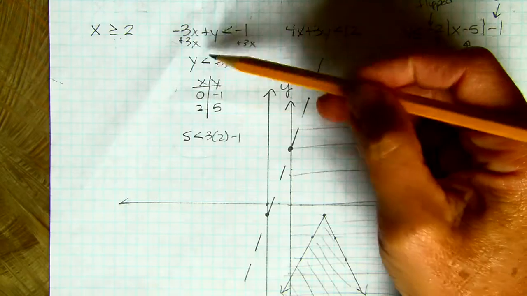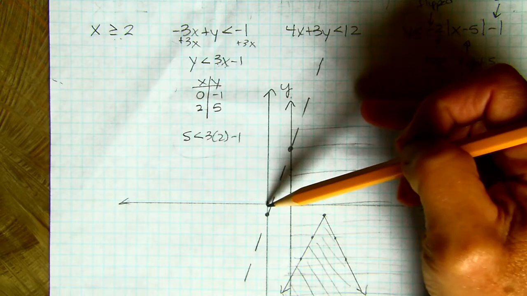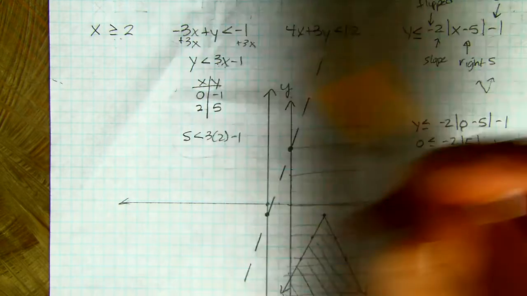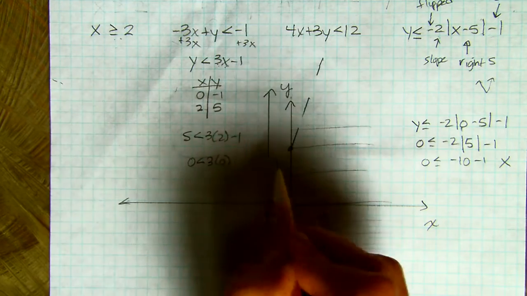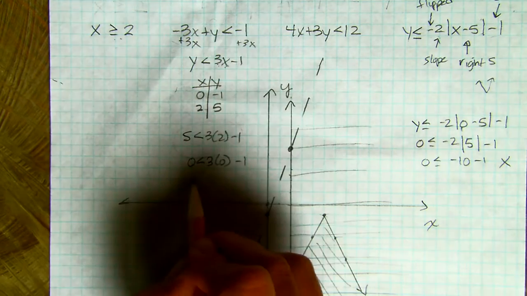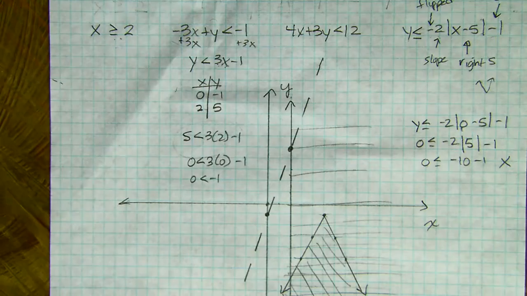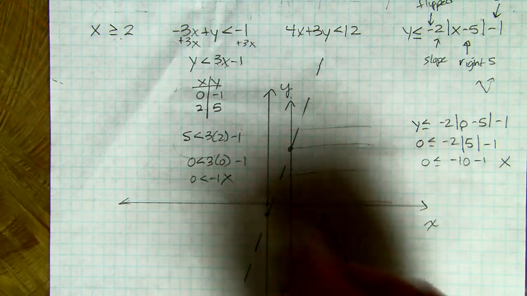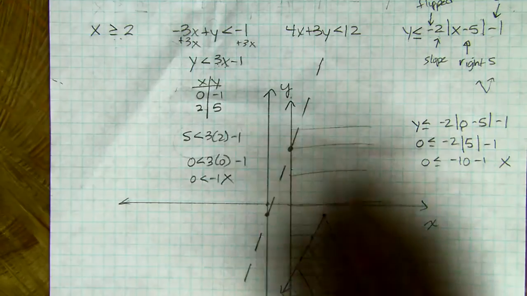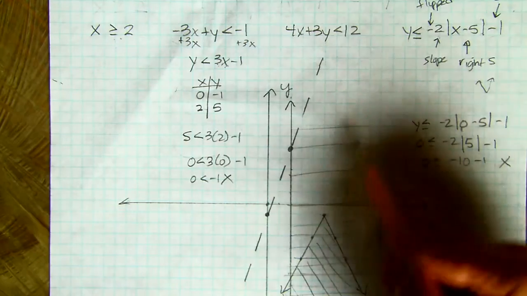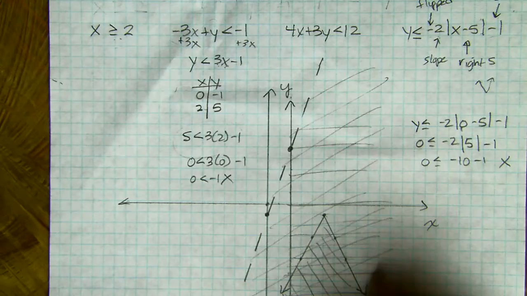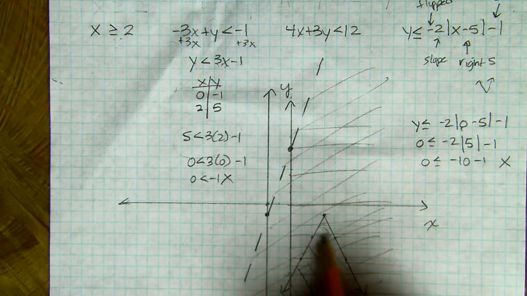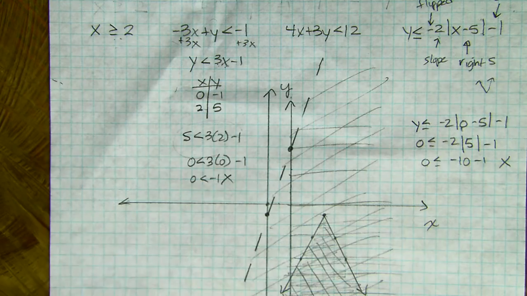So again, I have to think about, well, do I want to shade towards 0, 0 or away from 0, 0? So I'm going to check 0, 0. Is 0 less than 3 times 0 minus 1? Is 0 less than -1? No. So I don't want to shade 0, 0. I want to shade below. So let's see if I can do this in a kind of different direction. And again, we're starting to see that overlap is all in here.